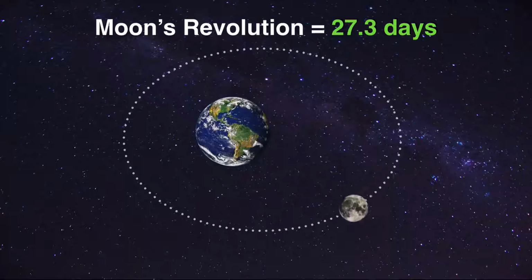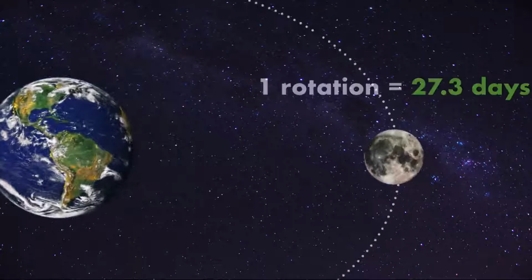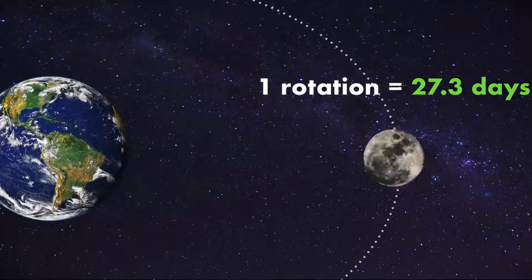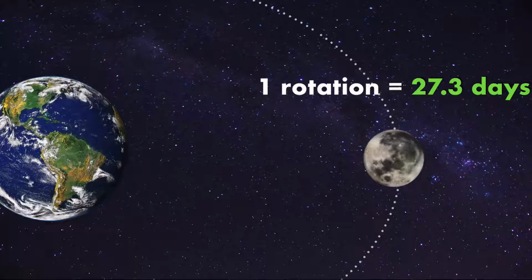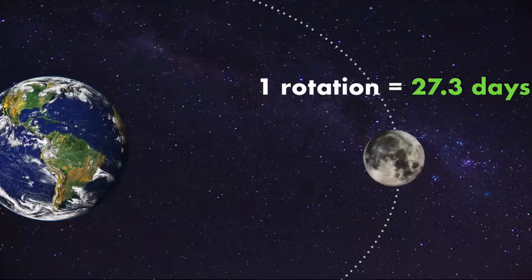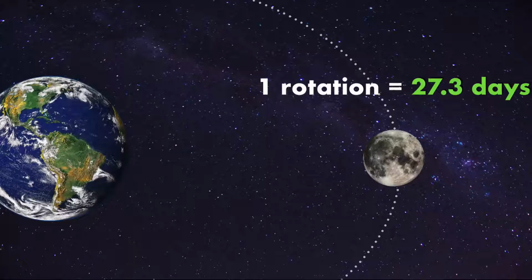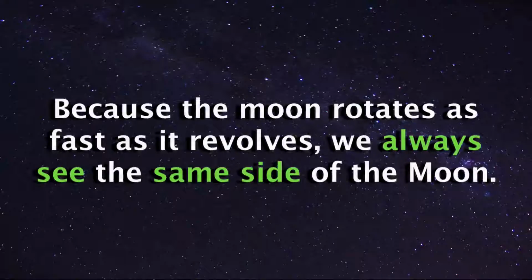So the motion of the moon is very unique. One revolution is 27.3 days. So that's one trip around the Earth. But one moon rotation is also 27.3 days. So the rate of revolution and the rate of rotation on the moon are exactly the same. And that's why we always see the same side of the moon. And this is really hard to communicate. So I'm going to show it to you in 3 different videos.